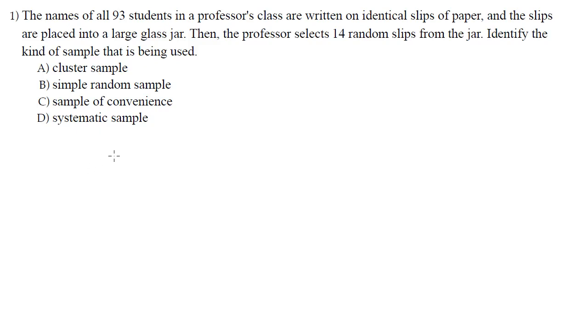Okay, so this first question is about sampling. The names of all 93 students in a professor's class are written on identical slips of paper, and the slips are placed into a large glass jar. Then the professor selects 14 random slips from the jar. Identify the kind of sample that is being used.